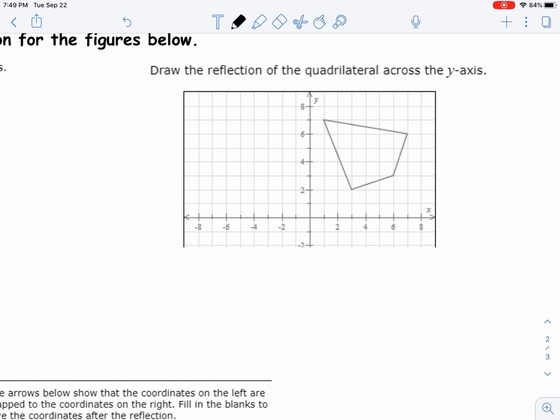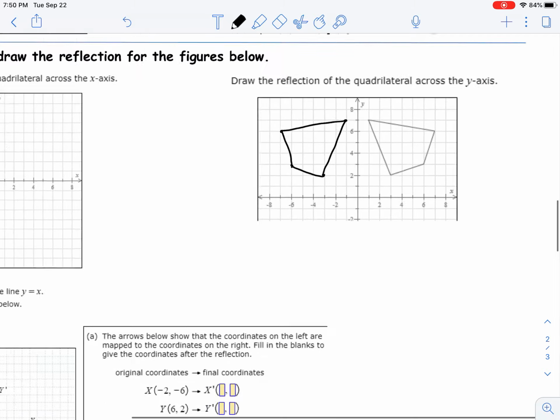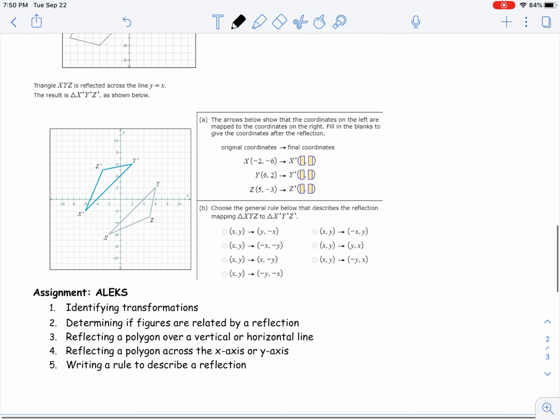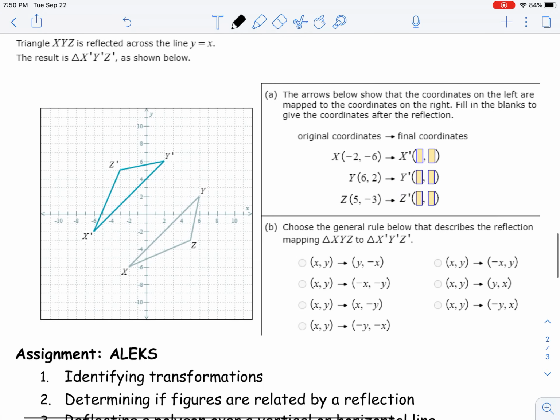Okay, for this one, we're going across the y-axis. It's pretty similar. Should be right there. 1, 2, 3, 4, 5, 6, 7. Something like that. Like that. And like that. Okay, there's my reflection. And then last one.